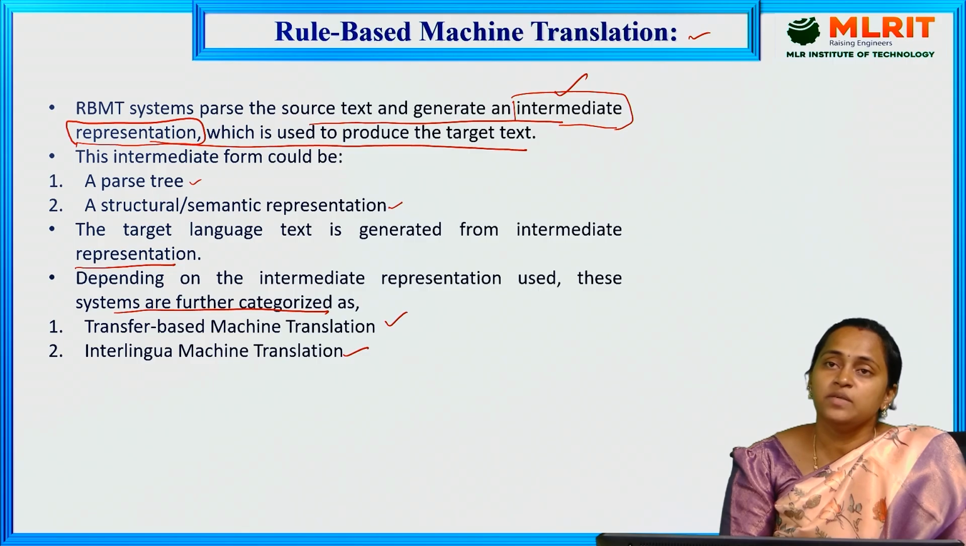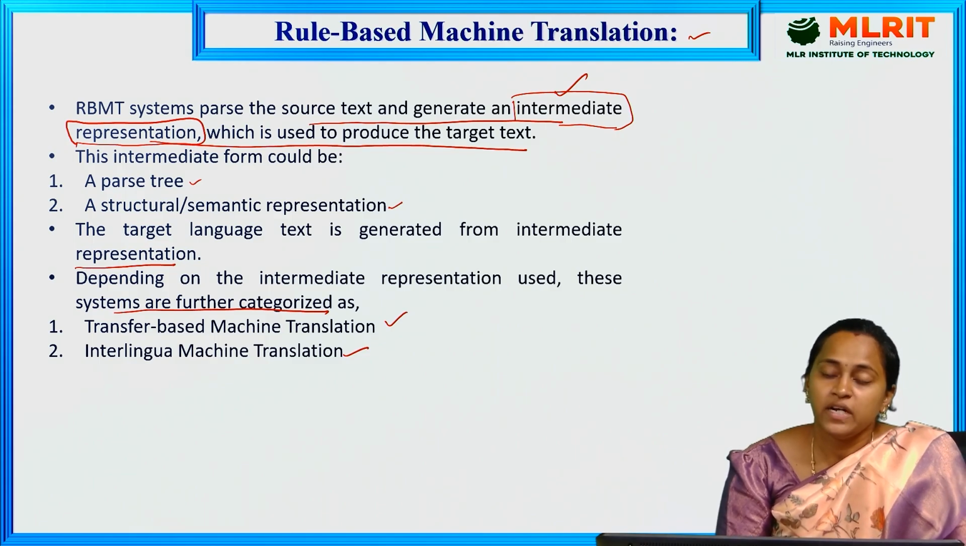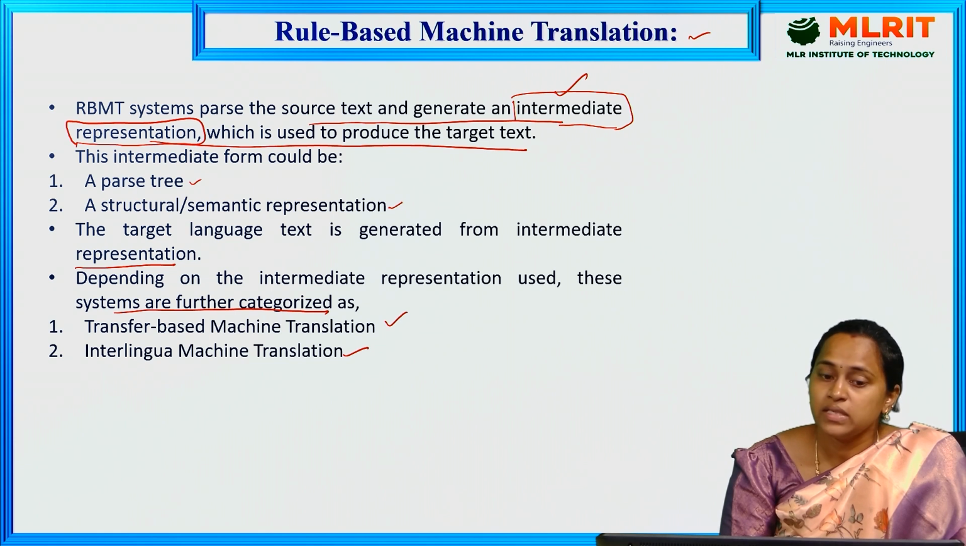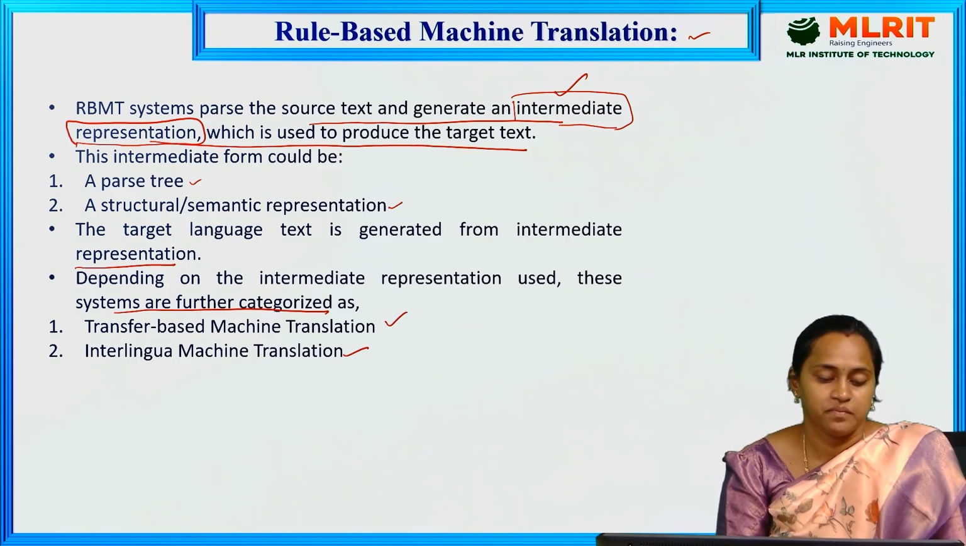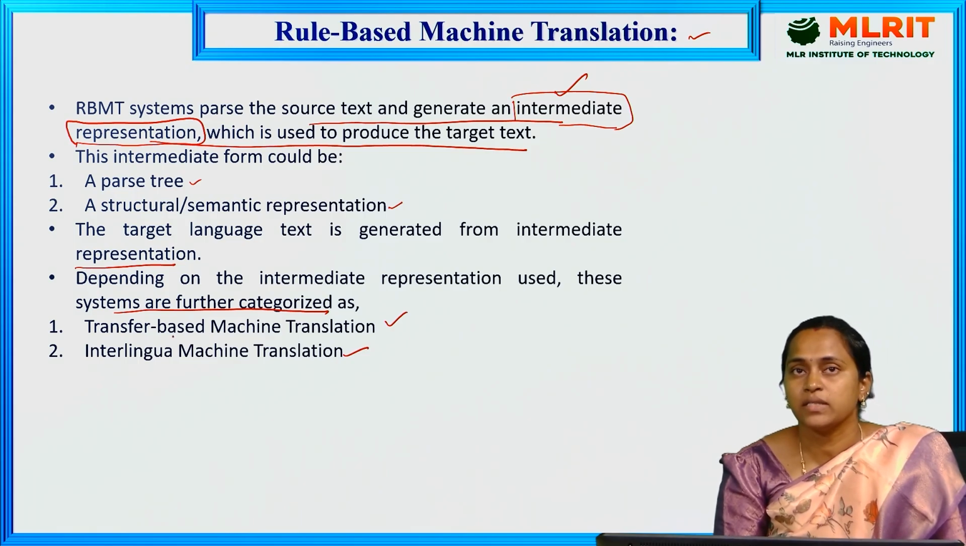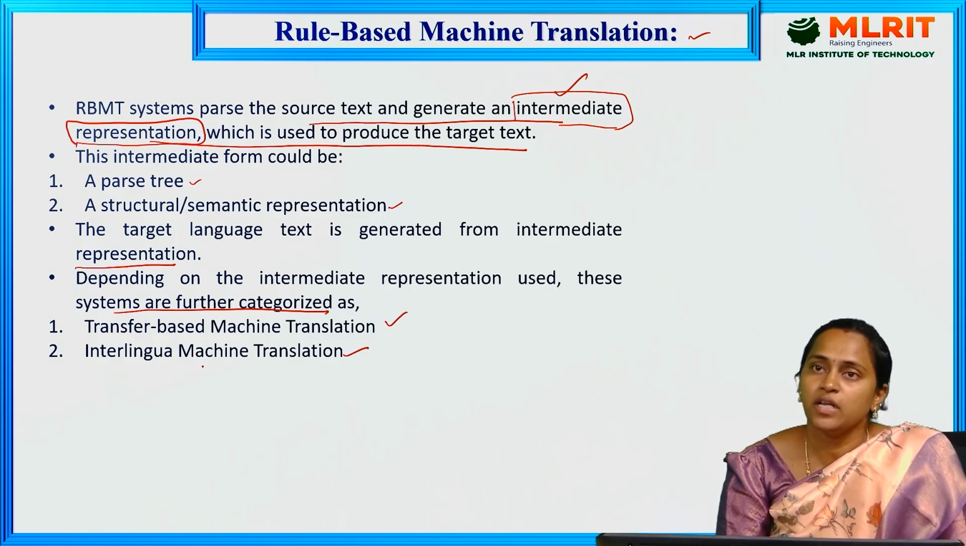So what is the meaning of rule-based? Whenever we are trying to transfer from source language to target language, within that we are using the intermediate representation. How are we representing it? By using a parse tree or structured representation, within which we are representing the target language. In how many ways can we represent these? Two ways: transfer-based machine translation and interlingua machine translation.